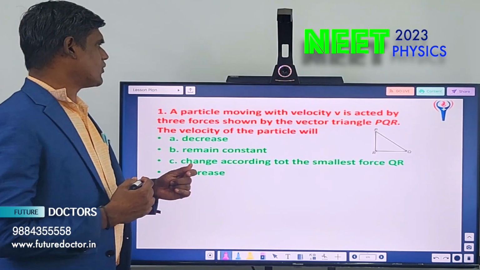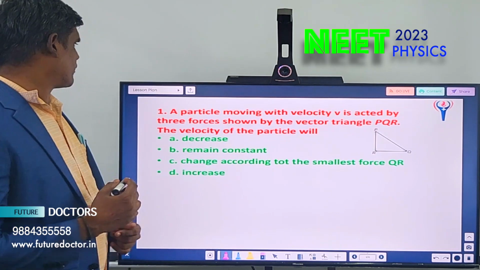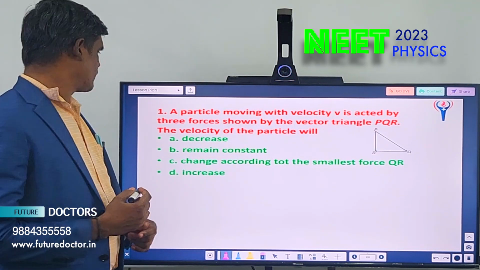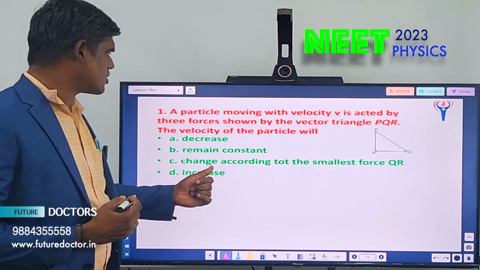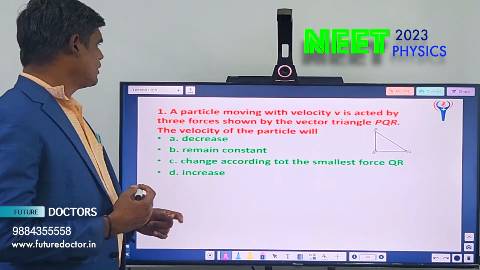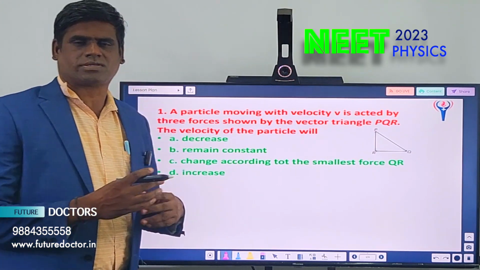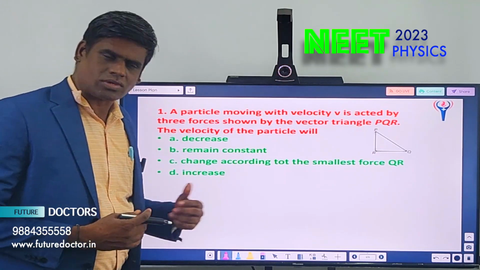A particle moving with velocity v is acted on by 3 forces shown by the vector triangle PQR. Velocity of the particle will dash. Option A, decrease. B option, remain constant. C option, change according to the smallest force QR. D option, increase. Here we should know the different forces acting in different directions and in different shapes. By knowing the idea, you can find the solution for this question.